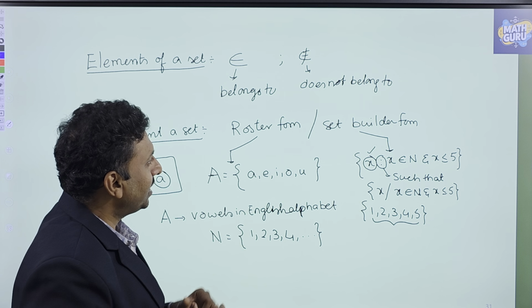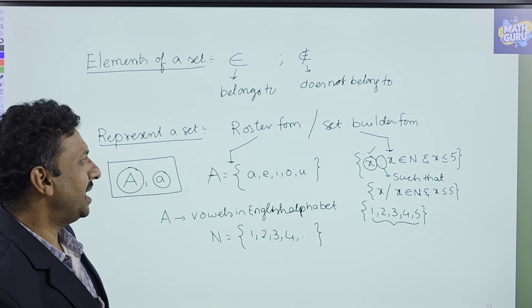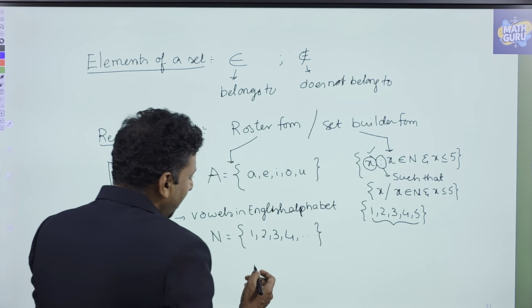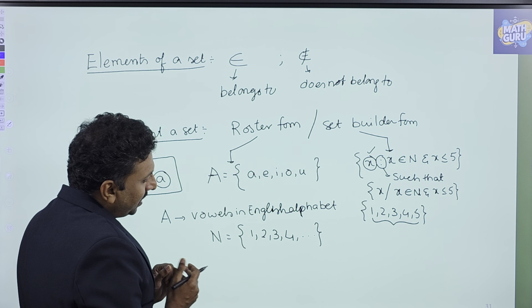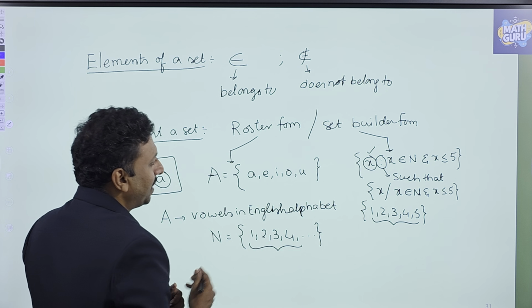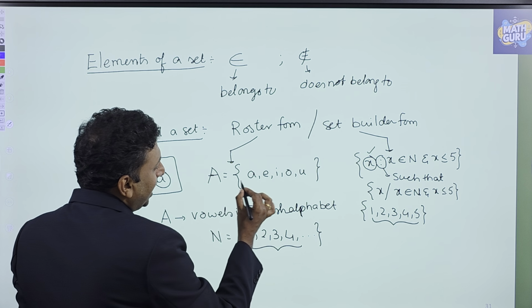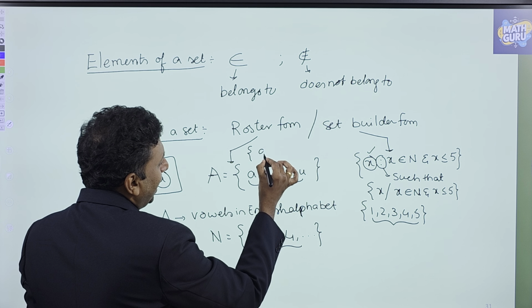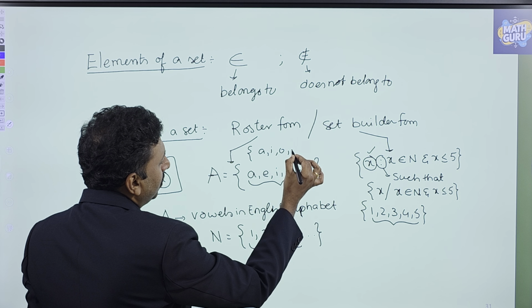Now let us look at some very basic examples of set builder form and roster form. In roster form, one thing that you need to remember is the order of the elements doesn't matter. For example, A is the set a, e, i, o, u. The set a, i, o, e, u.